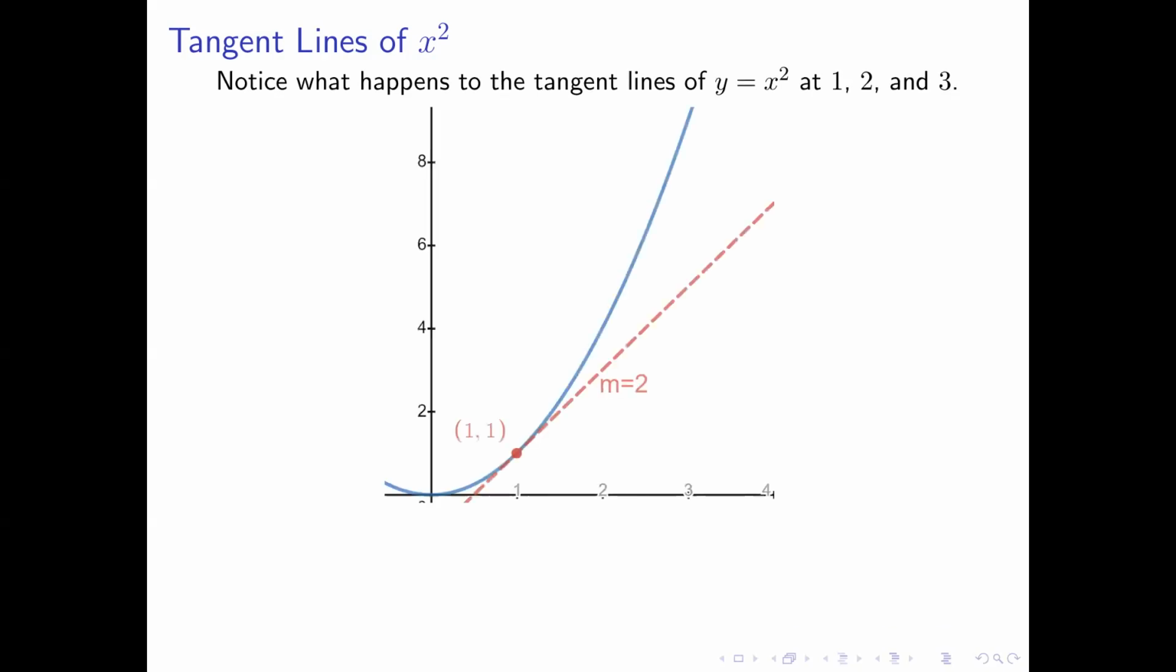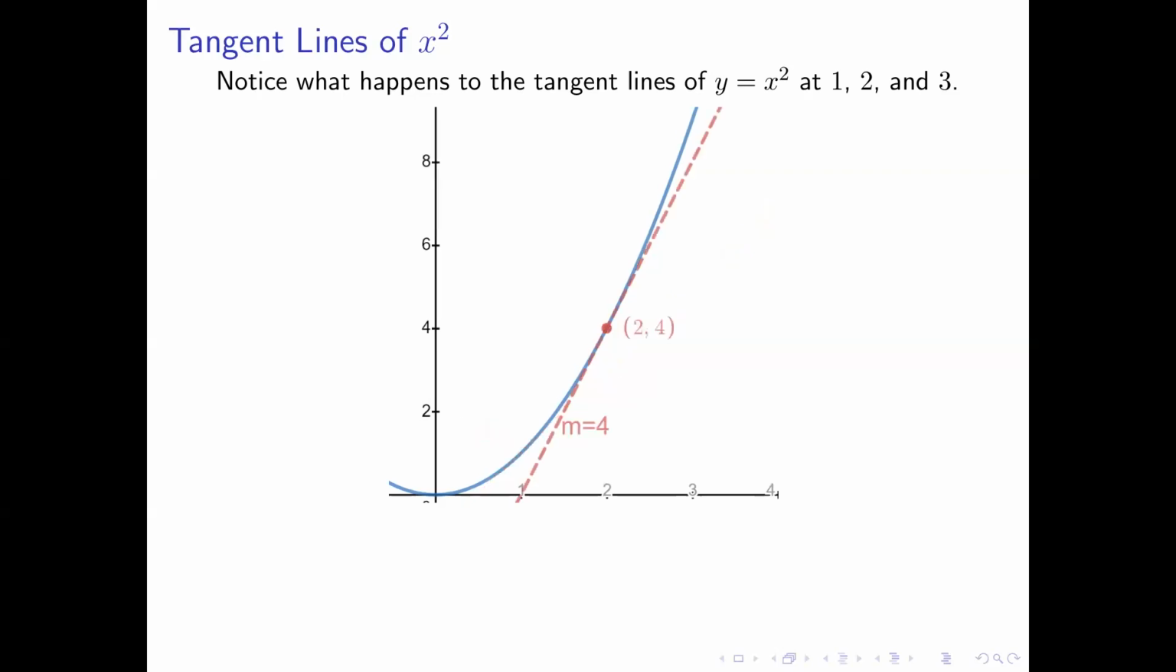Let's take a look at how this appears graphically. We'll look at the tangent lines of the graph of y equals x squared at the points where x equals 1, 2, and 3. So here's the first one. In blue here, we have the graph of y equals x squared. We've got the point, you can see it plotted there, the point (1, 1). And the red dashed line is the tangent line of x squared at that point where x equals 1. And that line has a slope of 2, which is 2 times 1, since 1 is the value of x that puts us at that point.